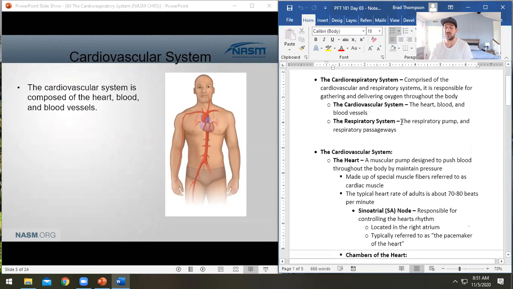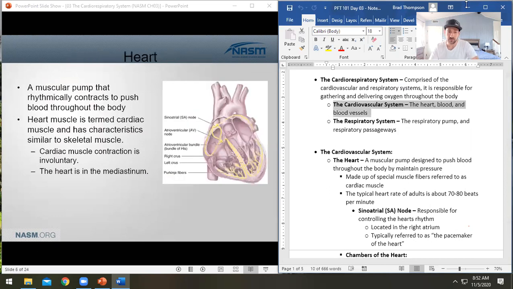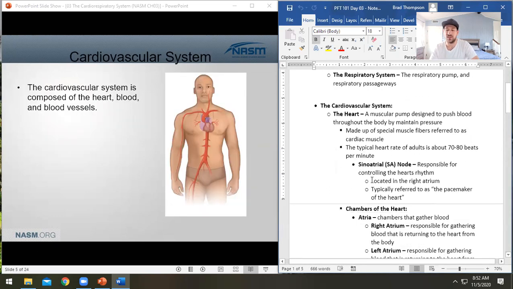And then your respiratory system is your respiratory pump, which is going to be everything that drives oxygen into and out of your body, and your respiratory passageways, which allow bits of oxygen to travel down and create massive amounts of surface area for that oxygen to be able to diffuse into the blood. So this is providing a means by which blood can get exposed to those nutrients.